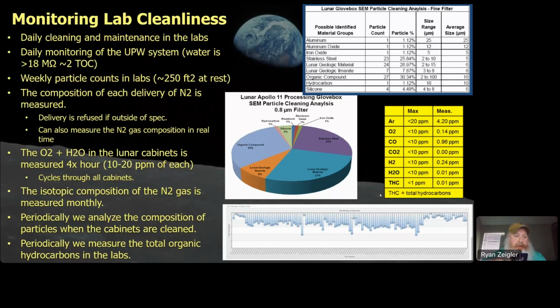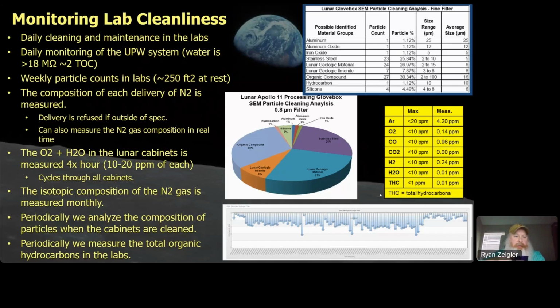We actually measure the amount of oxygen and water in the cabinets 4 times an hour. Not every cabinet 4 times an hour, but every hour we measure 4 cabinets. And so we sort of cycle throughout the day. We even keep track of things like the nitrogen gas composition in the lab. And I think I made that sufficiently small so that people can't see the numbers. That was on purpose. But you can ask questions about it later, and I will pretend I know the answer.